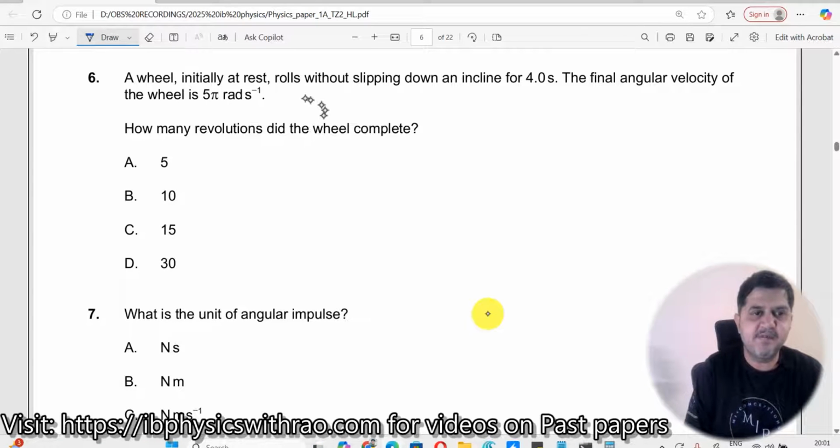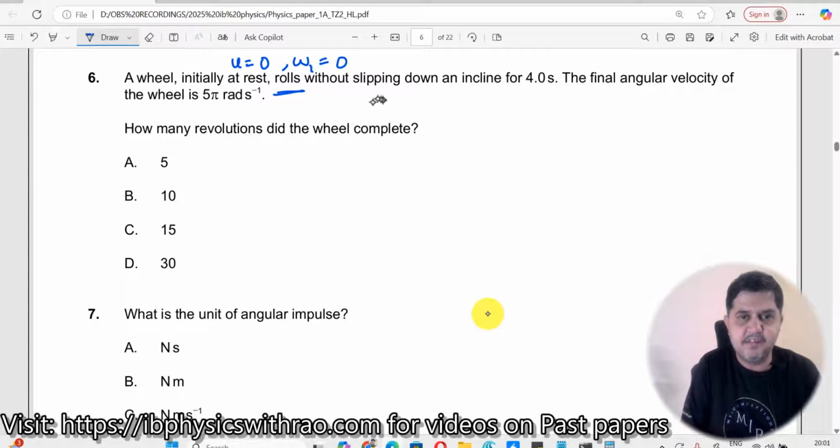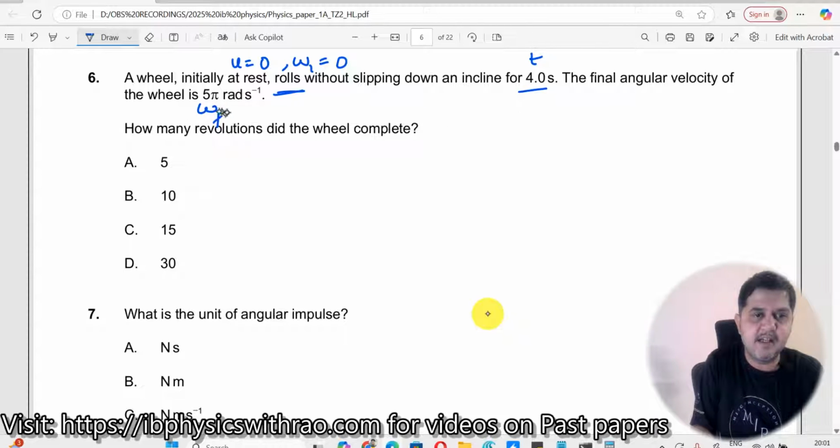Question number 6: a wheel initially at rest, u equal to 0, rolls without slipping down an incline for 4 seconds. The initial velocity is 0, and the initial angular velocity is also 0. The final angular velocity omega f is equal to 5 pi. How many revolutions did the wheel complete? So what is the question?